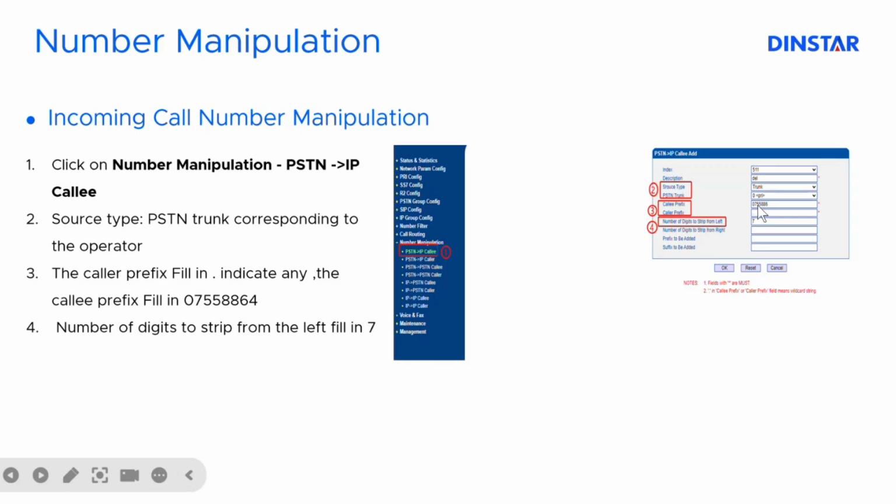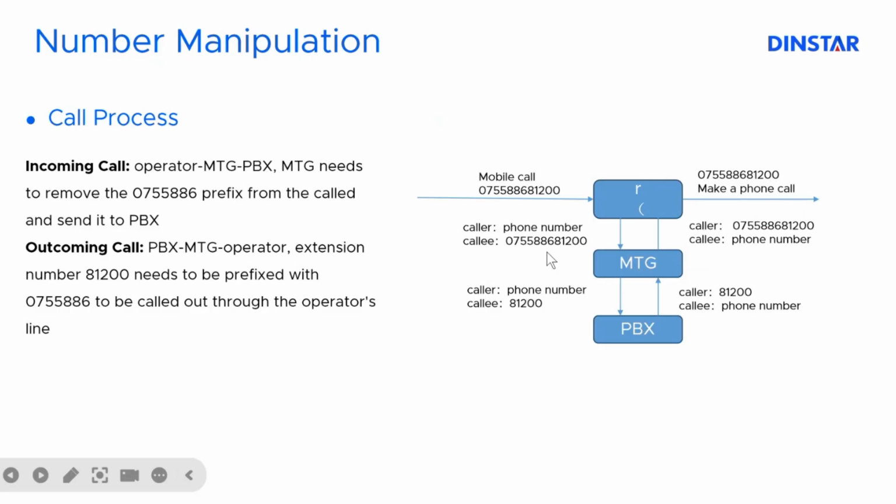Like this number, it has a 6-digit prefix, right? So we just fill in the 7. In this way, the PBX will receive a clean number without the operator prefix. We can see in this case, the mobile call dials the number with the prefix, and we just remove the prefix in the MTG. And we also need to send it to the PBX, but after removing the prefix, the number becomes like the extension numbers. We all know the extension numbers in the PBX, right?